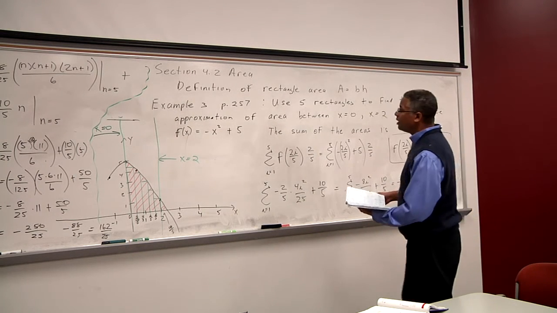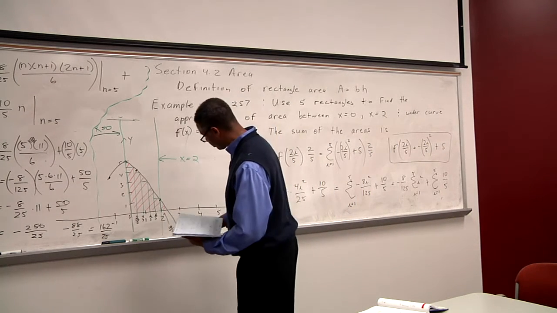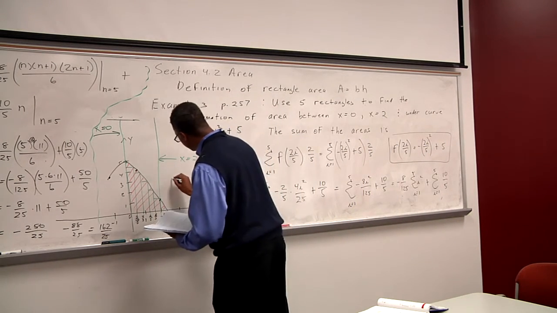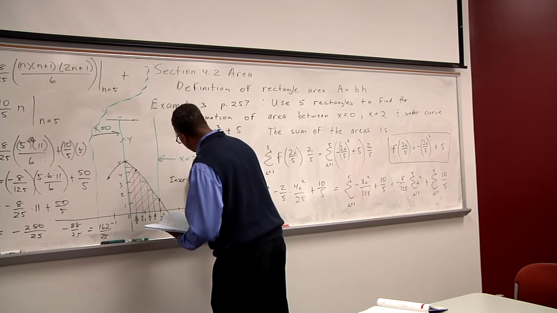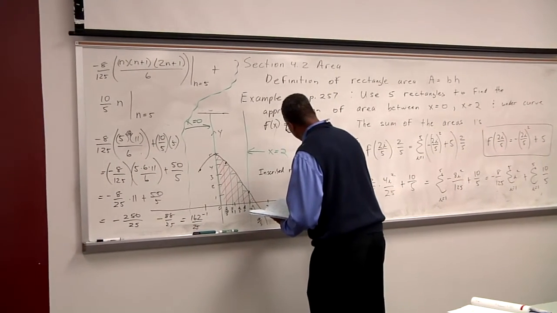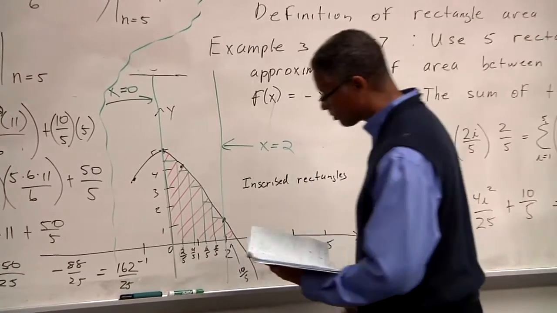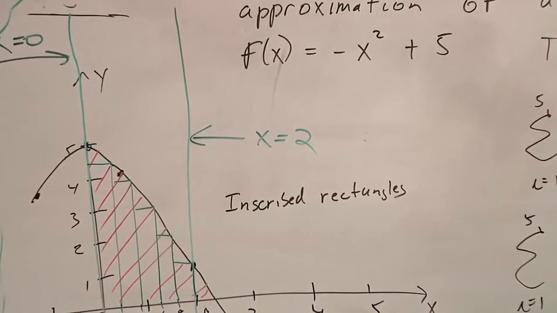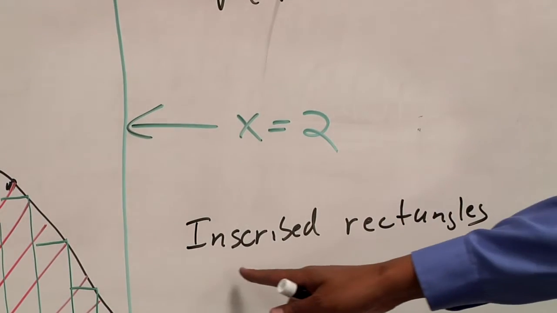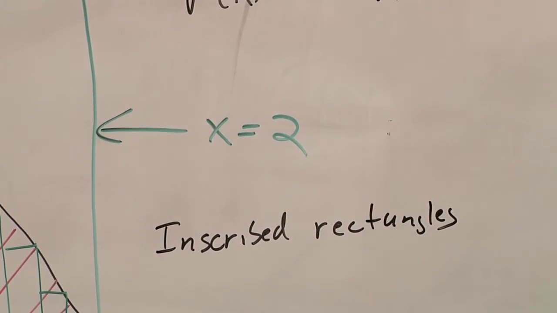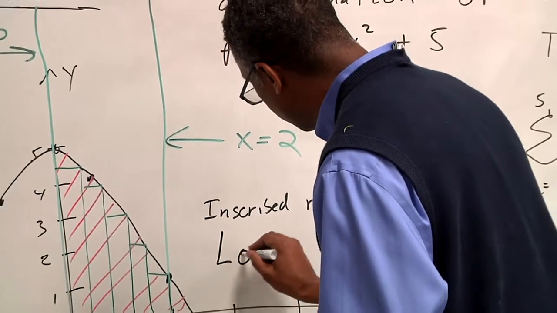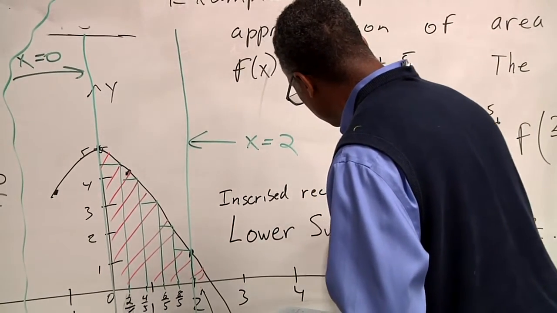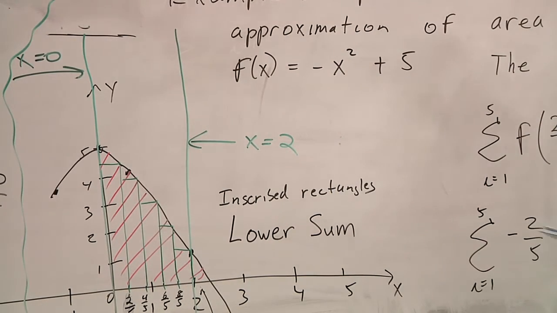So we call these rectangles, the term for that would be inscribed rectangles. Okay? The term for that is inscribed rectangles. So just write that down in your notes. And we actually call this a lower sum. Okay? So this represents what's called a lower sum, and we'll get into details of what that means in class. That's called a lower sum.